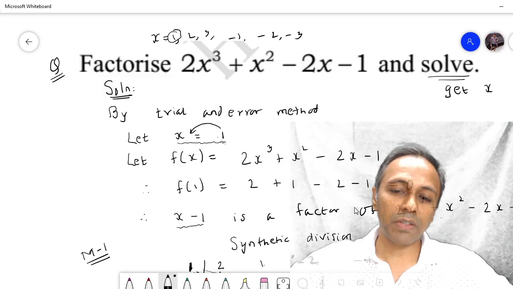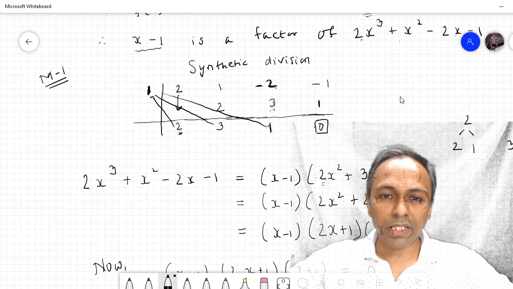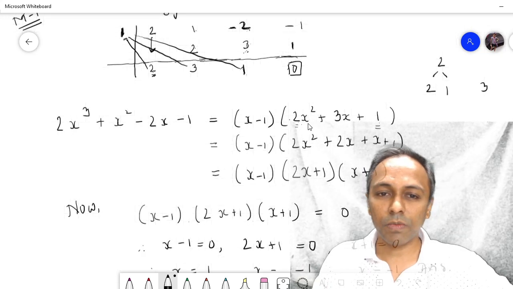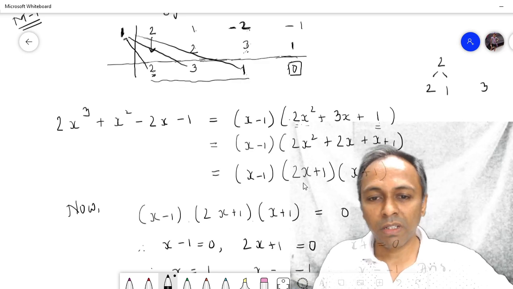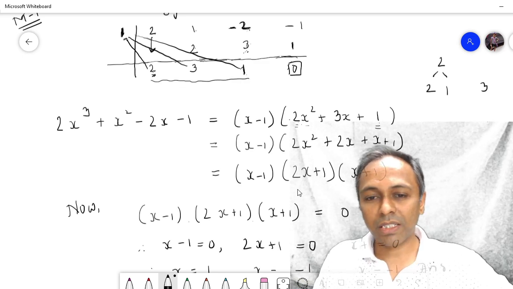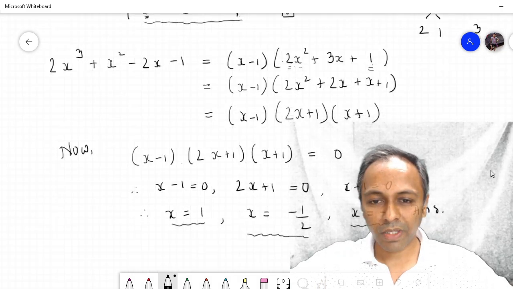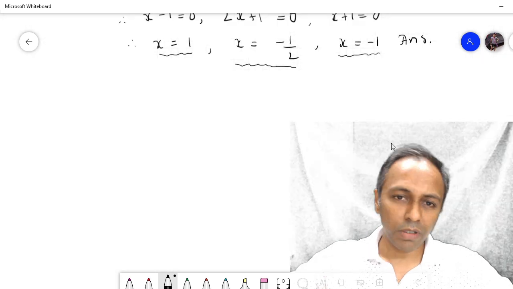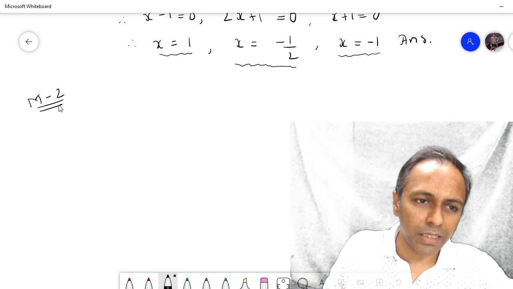Then start with synthetic division, that is already explained, and then you form x minus 1 into the coefficient form, this is written in the quadratic form, factorized and equated to 0, you get 3 values of x. If you want method 2, usually students like doing method 1 more, but let's do one more.